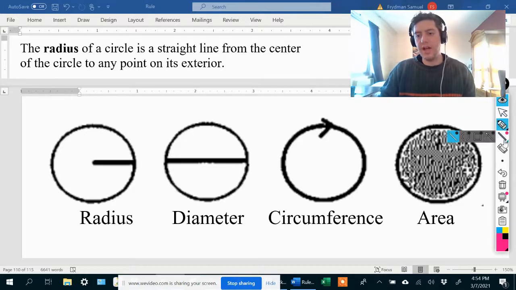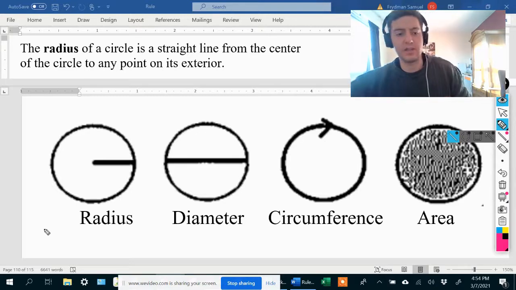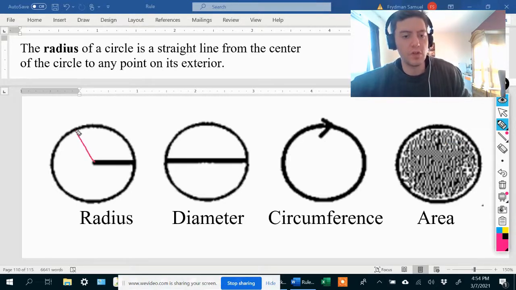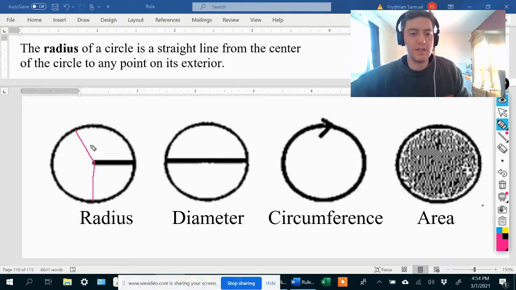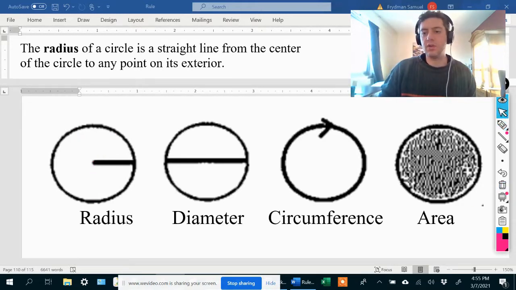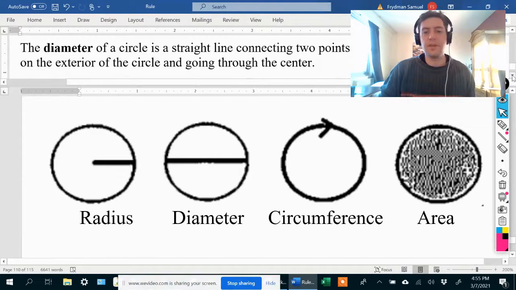And a radius does not have to be horizontal like this. So for example, this would also be a radius. It could be diagonal. It could be vertical like that. That would also be a radius. The important thing is that it's going from the center to the exterior in a straight line. Something like this would not be a radius because even though it is going from the center to the exterior, it is not a straight line.